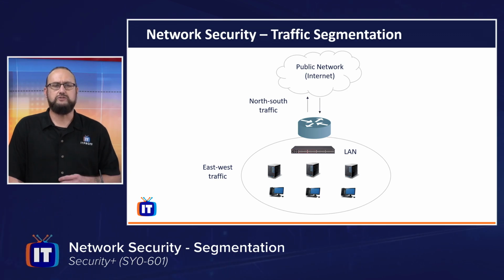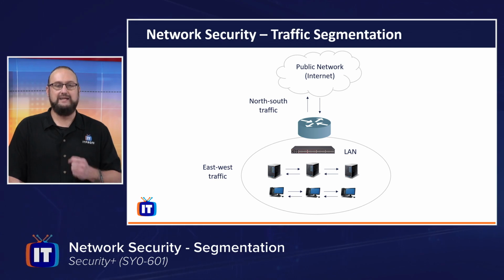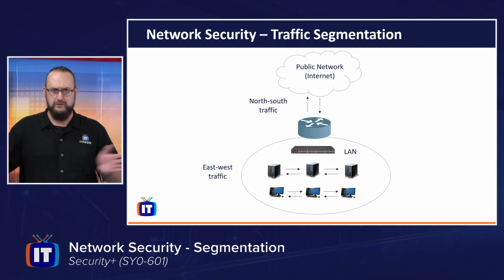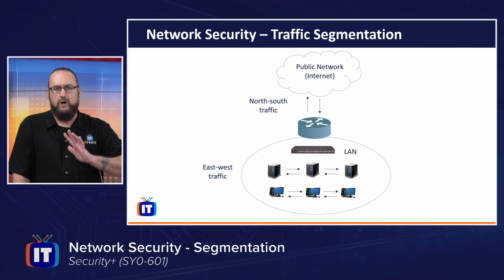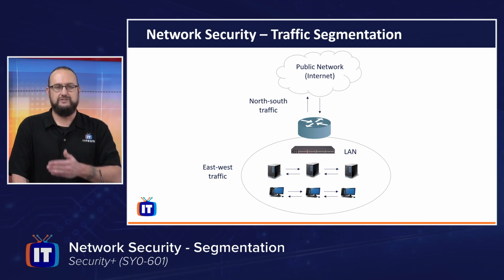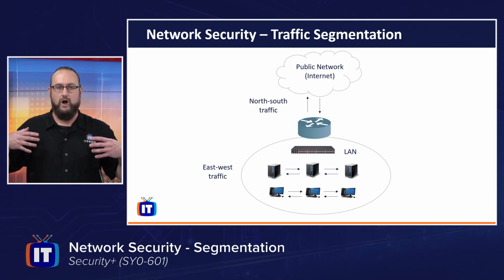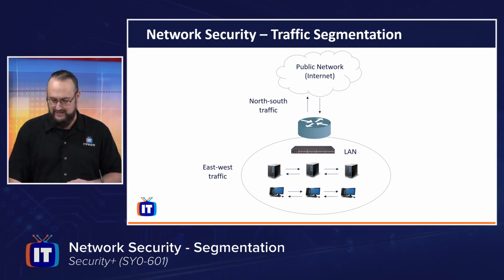Well, the north to south traffic is traffic coming into your network and leaving your network. And then we have east to west traffic. That east to west traffic is basically what's happening inside of your LAN. These are your server to server, client computer to client computer communications. Now, we typically have some kind of implied trust inside of our LAN that says, okay, these computers within our networks are secure. We're going to go ahead and trust them. But in today's day and age, you really can't say that anymore.